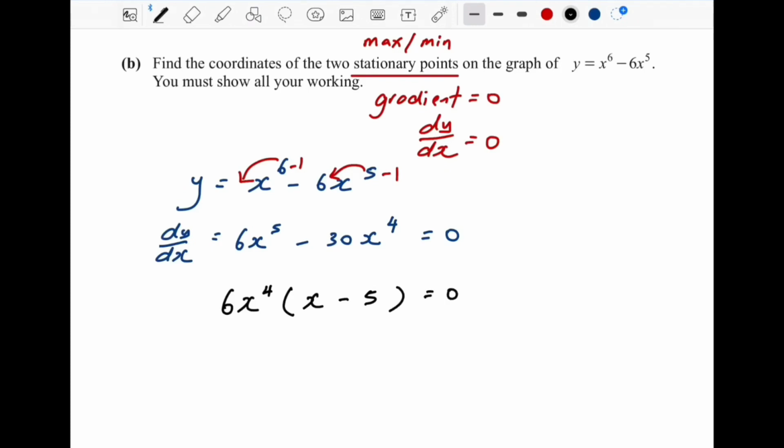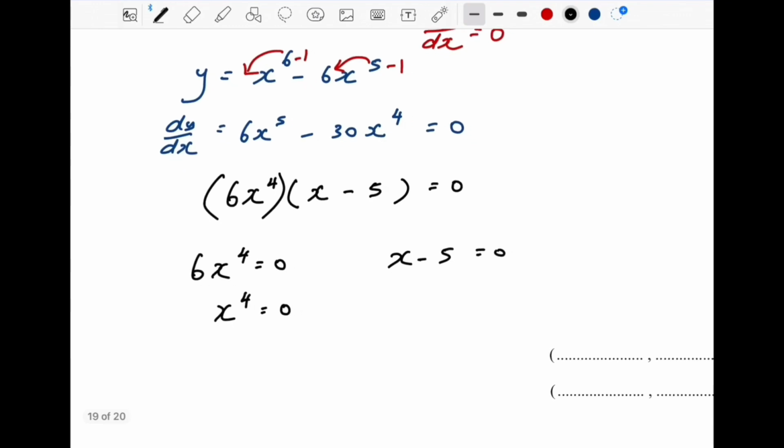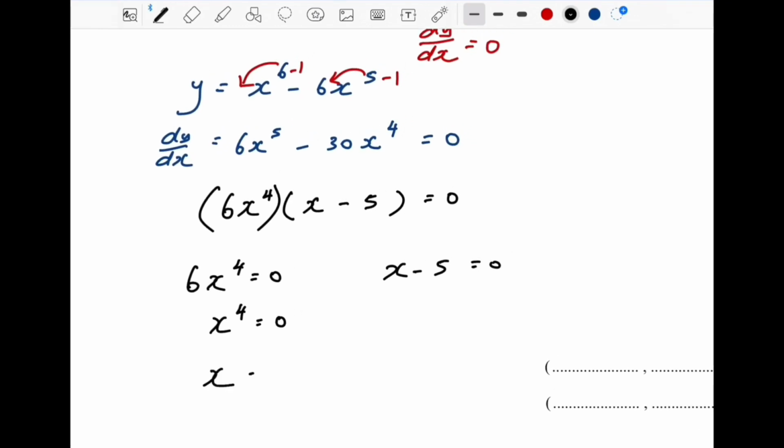Why do we do this? Once you factorize it, it's the same as 2 brackets. It's the same as factorization in quadratics. So there are 2 answers. This one equals 0, first answer. This one equals 0, second answer. 6x^4 equals 0. x minus 5 equals 0. x^4 still equals 0 because 0 divided by 6 is still 0. x is 0. x equals 5. So there are 2 solutions. One is 0, the other one is 5.